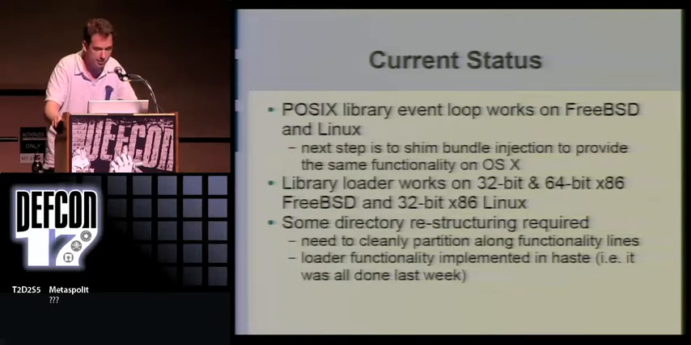It's been tested on 32-bit and 64-bit x86 FreeBSD and 32-bit x86 Linux. There's some cleanup needed. I did it over the course of a week, wanted to get it done by DEF CON, and things got a little bit hasty in the process. But I'm in the process of getting it into the Metasploit tree. I don't have commit privileges, so I'm just bit by bit pushing in patches, trying to avoid breaking things that are there now. Any questions?